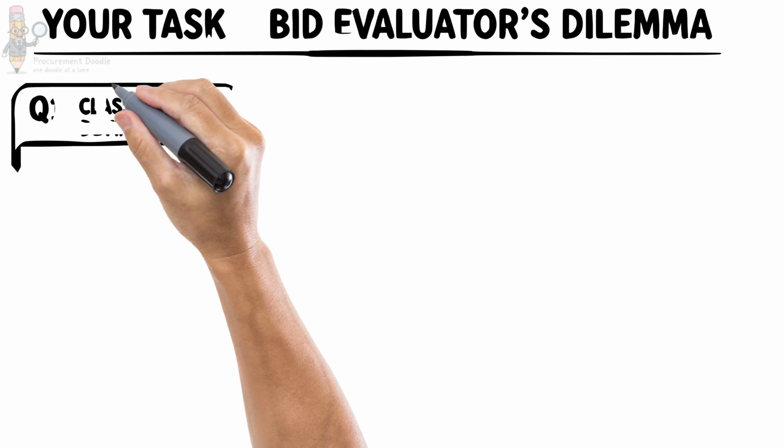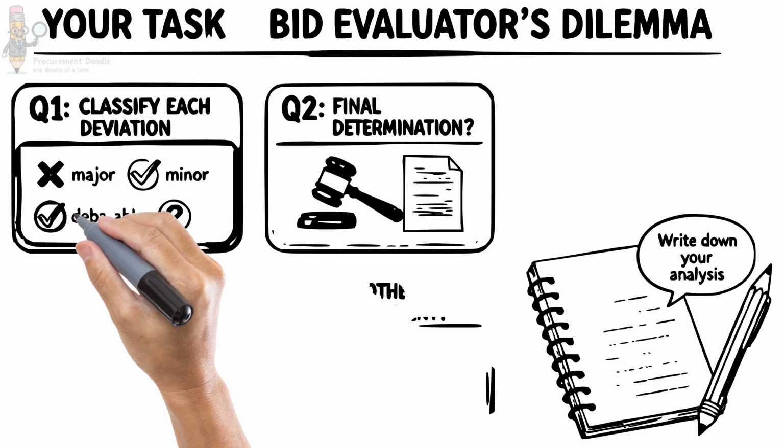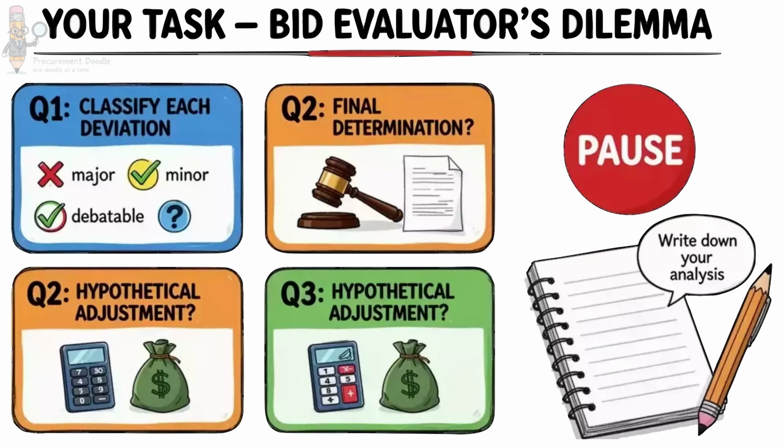Here is your task. Question 1. Classify each of the 3 deviations as major, minor, or debatable, with brief reasons. Question 2. Based on your classification, what is the final determination the committee should make regarding Zenith's bid? Question 3. If the committee were allowed to treat the higher advance as a minor adjustment, how would it be handled in detailed evaluation?